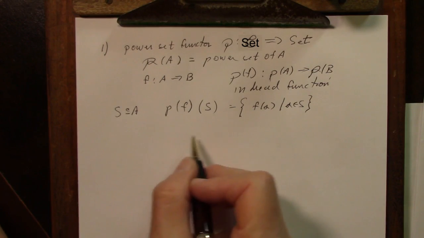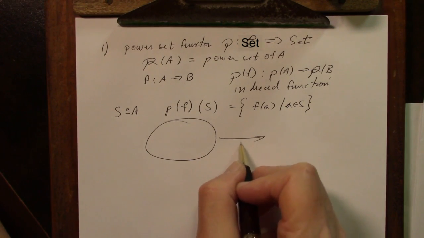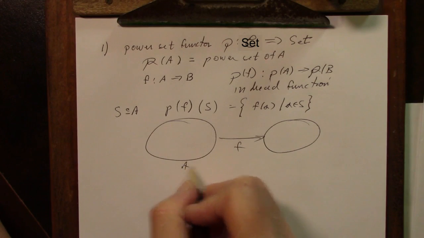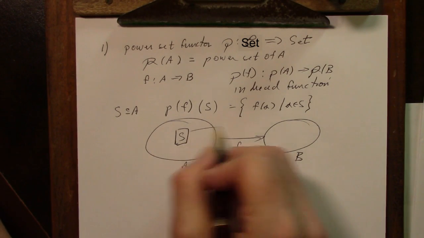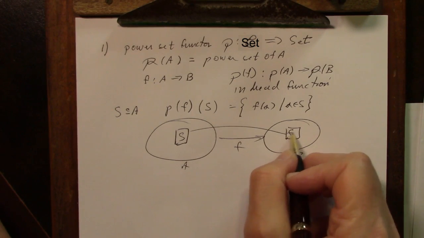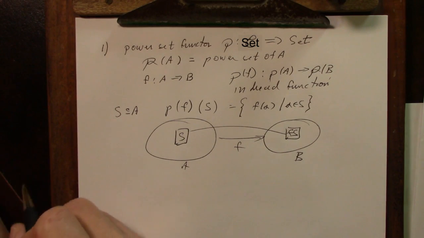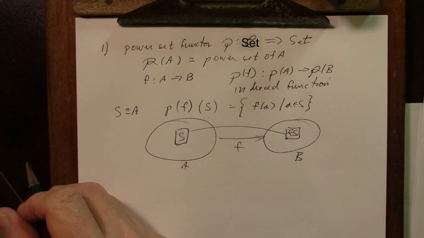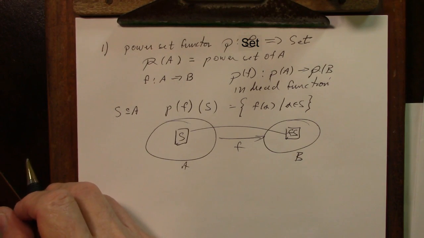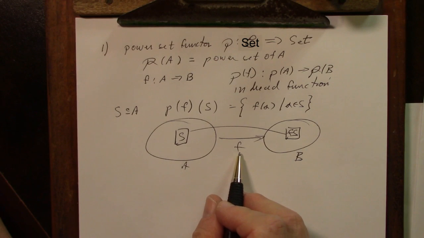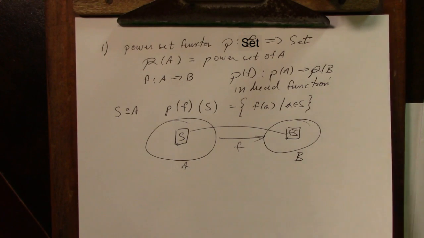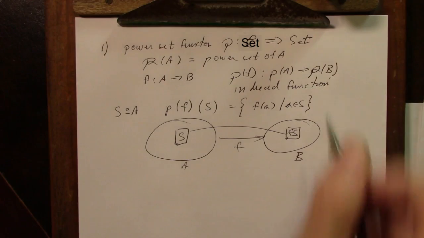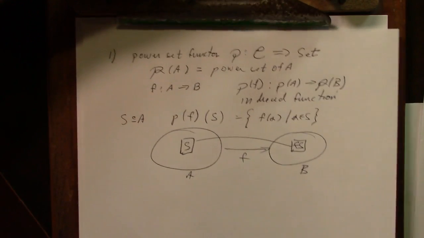So as you probably know, if you have a function between two sets A and B, then subsets S are mapped to subsets in B. You just map all the elements. This is called the induced function. It's usually just denoted by the same symbol that the original function is denoted by. Okay, and you can check that this is indeed a functor. It's covariant.